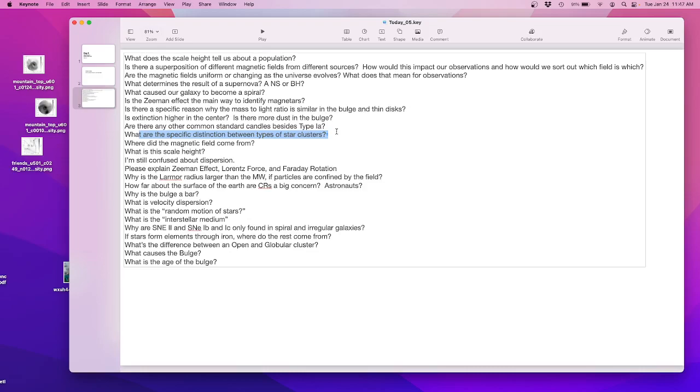Where did the magnetic field come from? I will explain this in super unsatisfying detail. I can explain this in very satisfying detail when you take Hydra with me in a year, because I go through dynamos and where magnetic fields come from. But I'll tell you real briefly in a little bit when I get there.